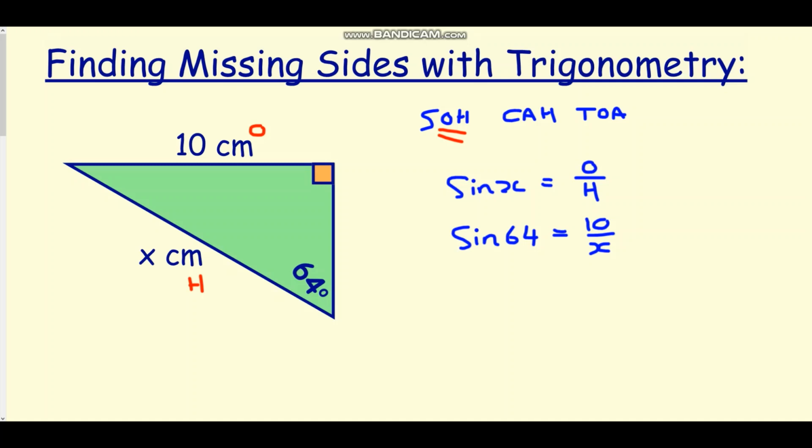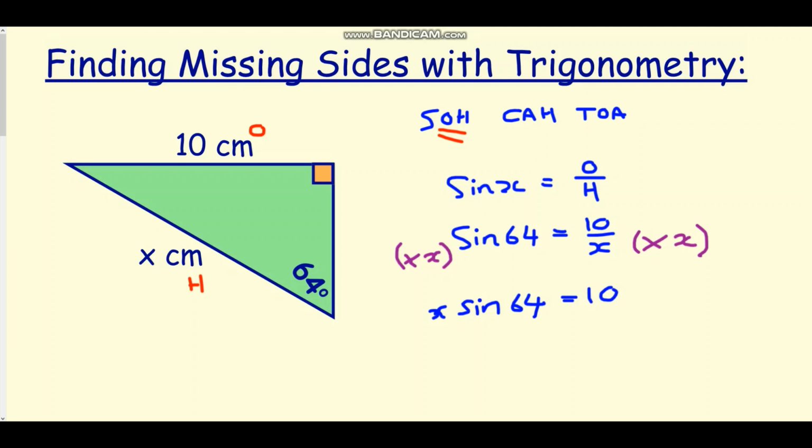Doing the same thing as we always do, we're going to multiply by x on both sides. So I shouldn't be writing x as a curly x. We're going to times by x and times by x. One's a straight multiply sign, one is a curly x. And then we're going to get x times by sine 64 equals 10.